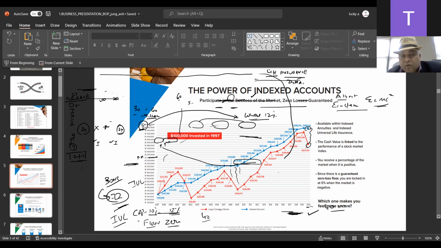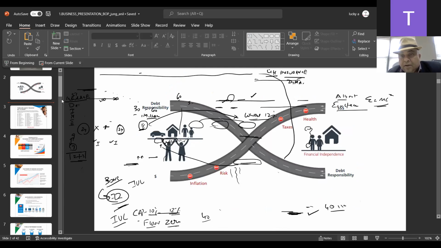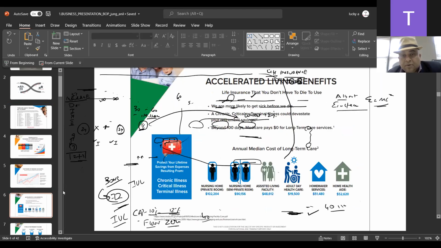Now let's go back to the fourth product. Remember in this slide, I talked about medical health. We already discussed the risk inflation part. Now let's go back to health. This one. Okay, let me.